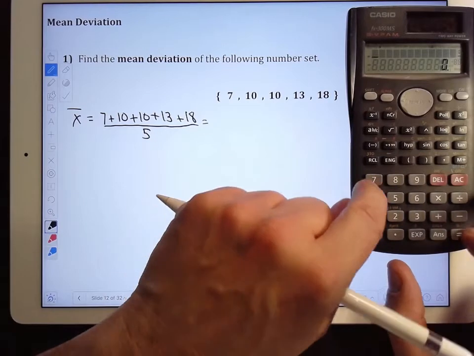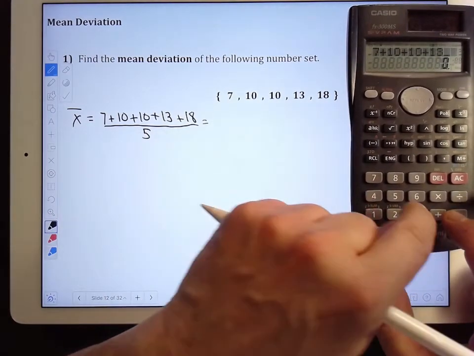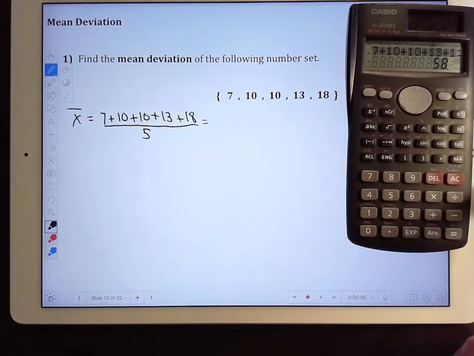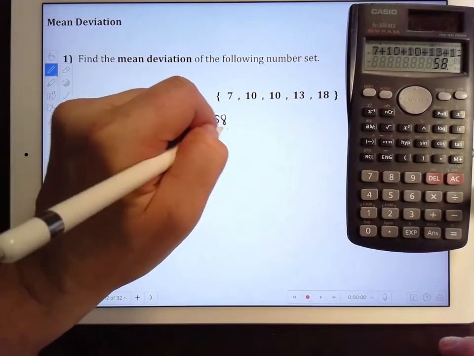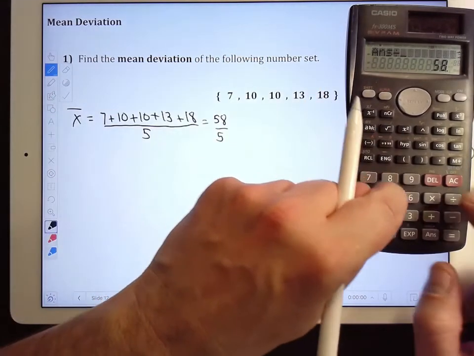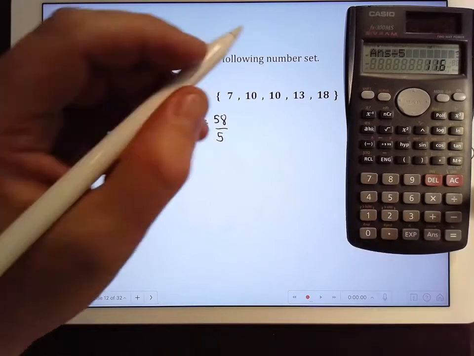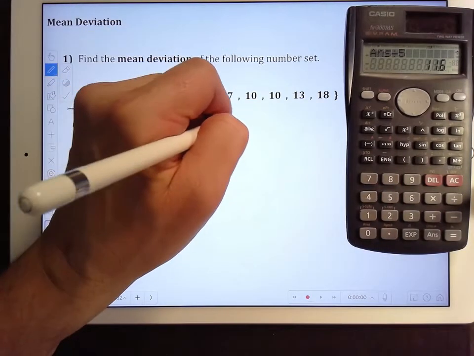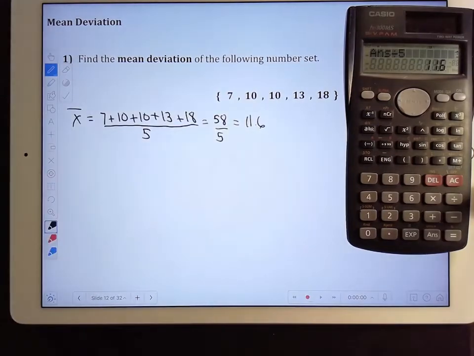So 7 plus 10 plus 10 plus 13 plus 18. And that gives me 58, which I also have to divide by 5, which is 11.6. So the average of this distribution is 11.6.